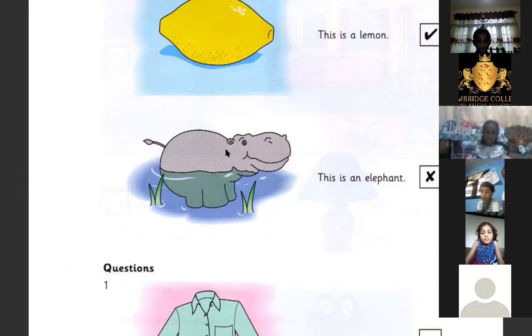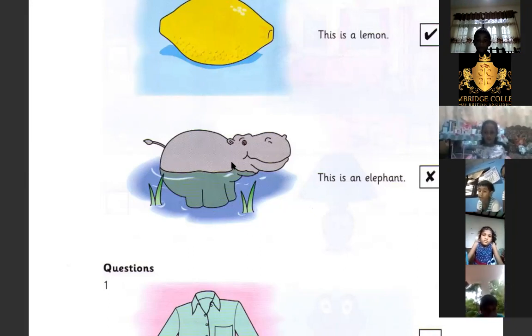So now tell me, is this an elephant? Is there an elephant? No, that is not an elephant. Who is it? Hippo. It's a hippo. So the sentence is wrong. Because of that, you want to put a cross.